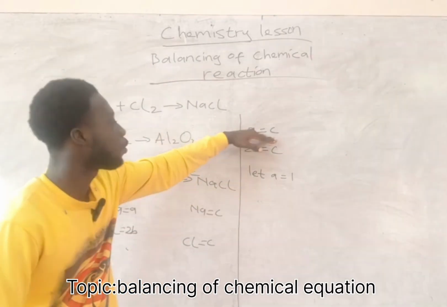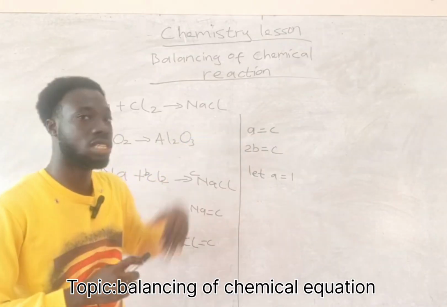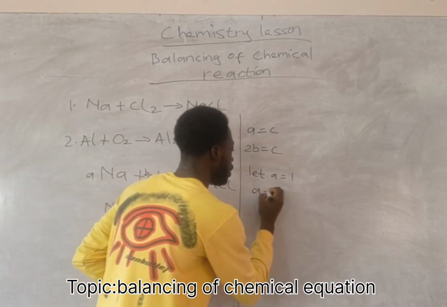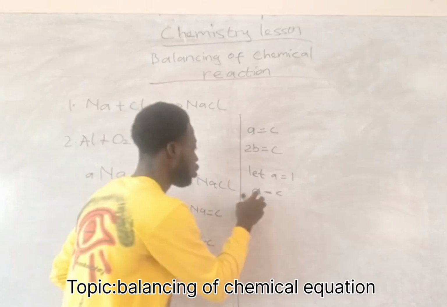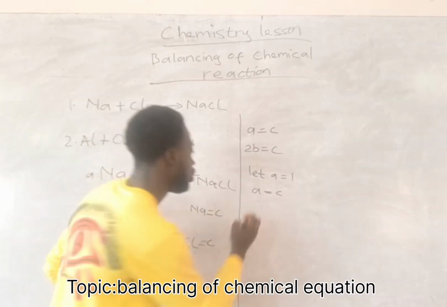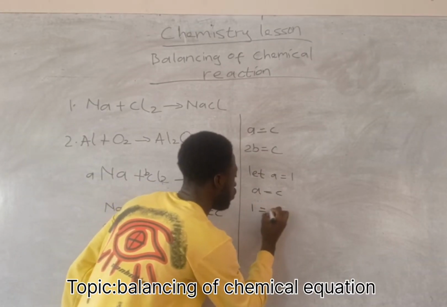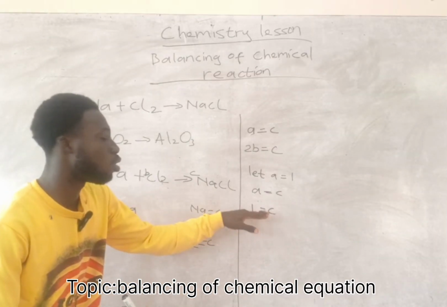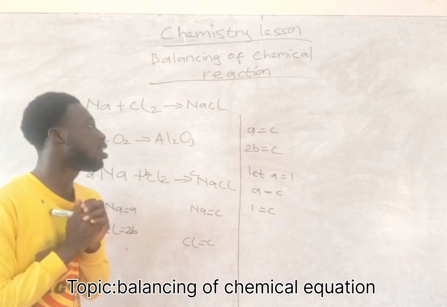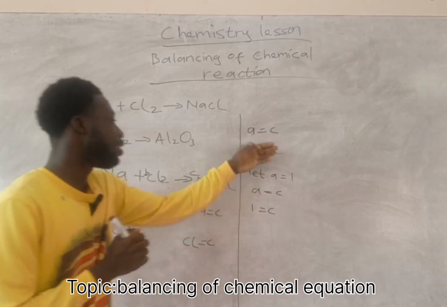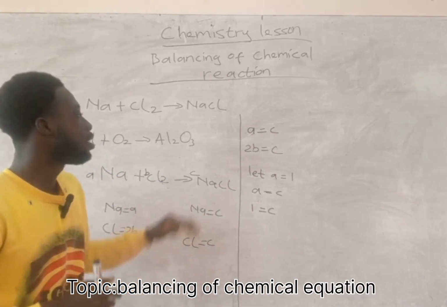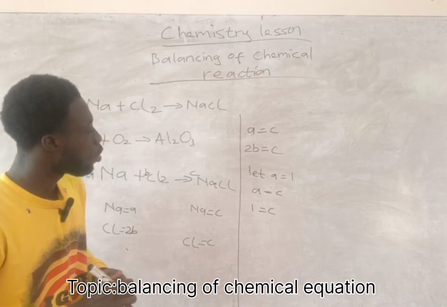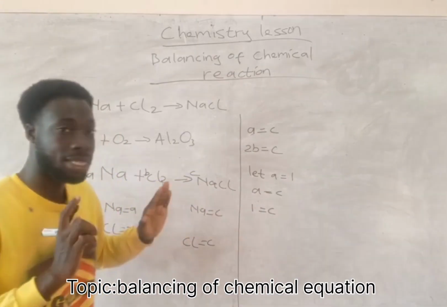So I'm going to solve for A is equal to C. I'm going to start from the top. Then we say that A is what? A is 1, right? So wherever we see A, I'll put 1 there. So A is 1, so 1 is equal to C, right? So we have gotten our C to be 1. That's right. Then let's go to the B, that's the second equation. Is it that 2B is equal to C?